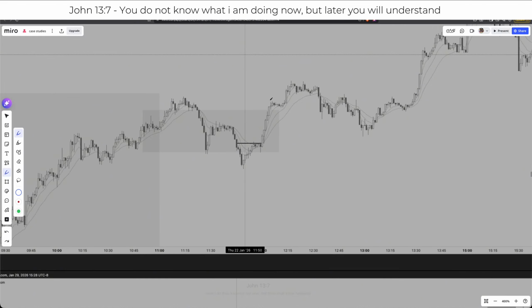Here, price breaks its high. Stop loss just under here. Price breaks its high. Stop loss just right there. I get taken out right there. Very simple. Very simple.